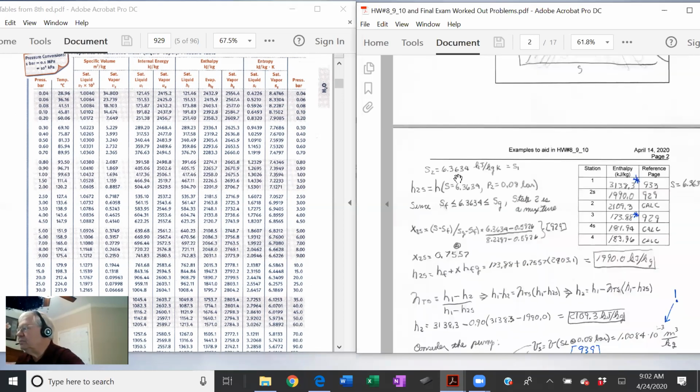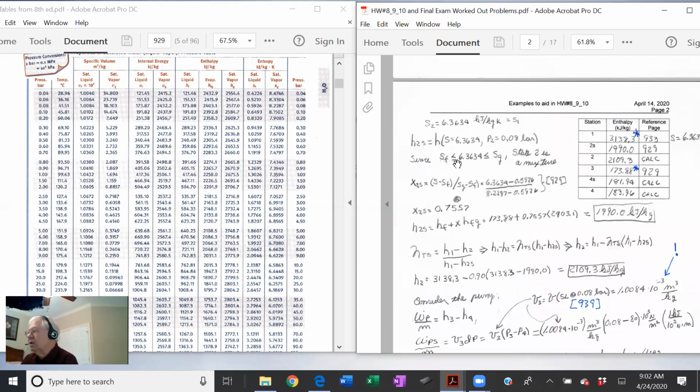All right. So, like I said, we know that our actual entropy is greater than SF and less than SG at 0.08 bar. So state 2S is a mixture. So we can calculate X2S as S2 minus SF over SG minus SF. And if we put those numbers in, okay, S is 6.3634.